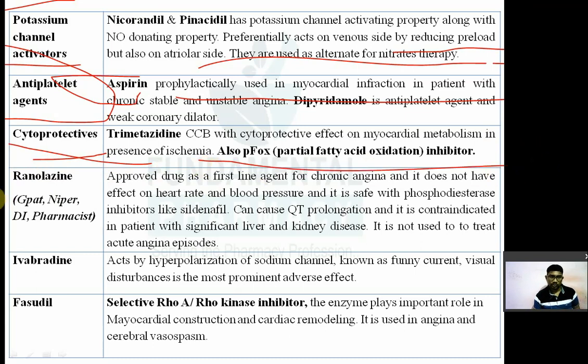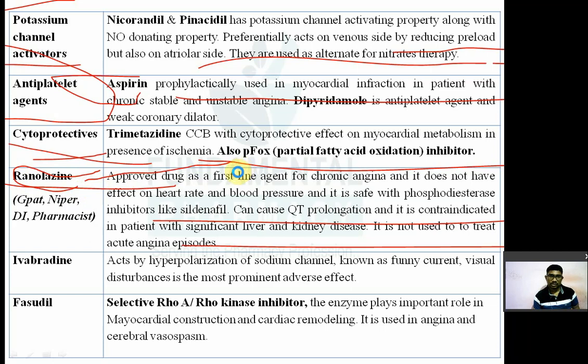Now next drug is ranolazine. It is an approved drug and a first line drug for chronic angina and does not have any effect on heart rate and blood pressure. It is also safe with phosphodiesterase inhibitors. It can prolong the QT interval in the ECG and it is contraindicated in patients with significant liver and kidney disease. It is not used to treat acute anginal episodes. It is a first line drug approved for treatment of angina. Ranolazine is again a partial fatty acid oxidation inhibitor.